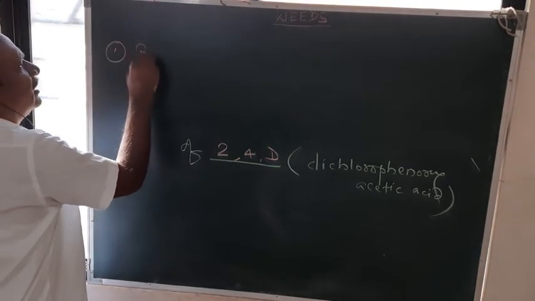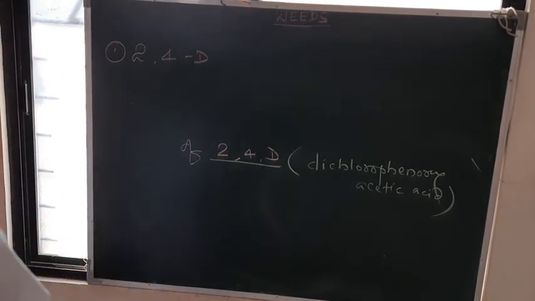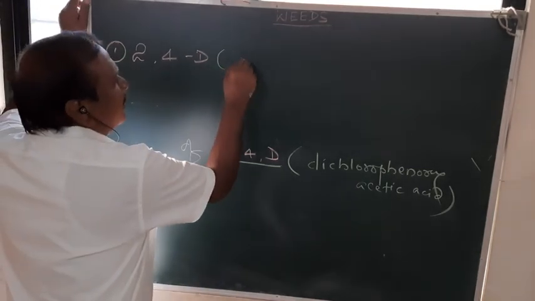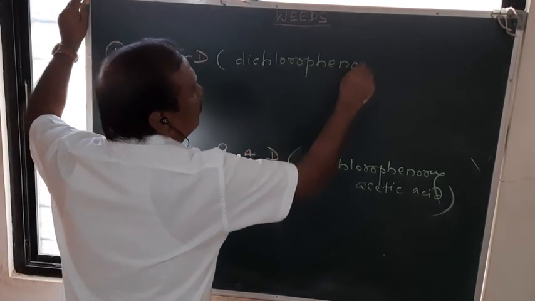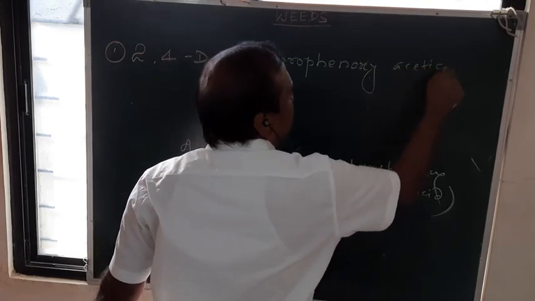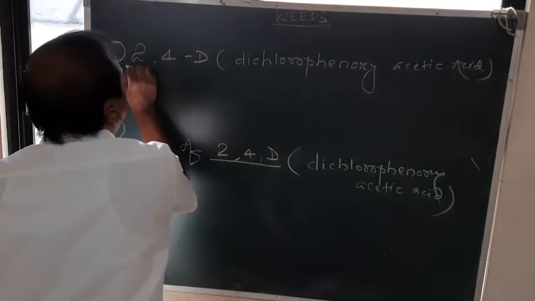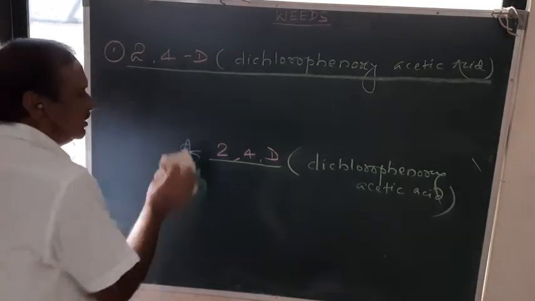Number one is 2,4-D, that is dichlorophenoxyacetic acid. This is the long form, and it is commonly used by the farmer to control weeds. What are the peculiarities of this 2,4-D? Number one, it is a selective translocated herbicide.